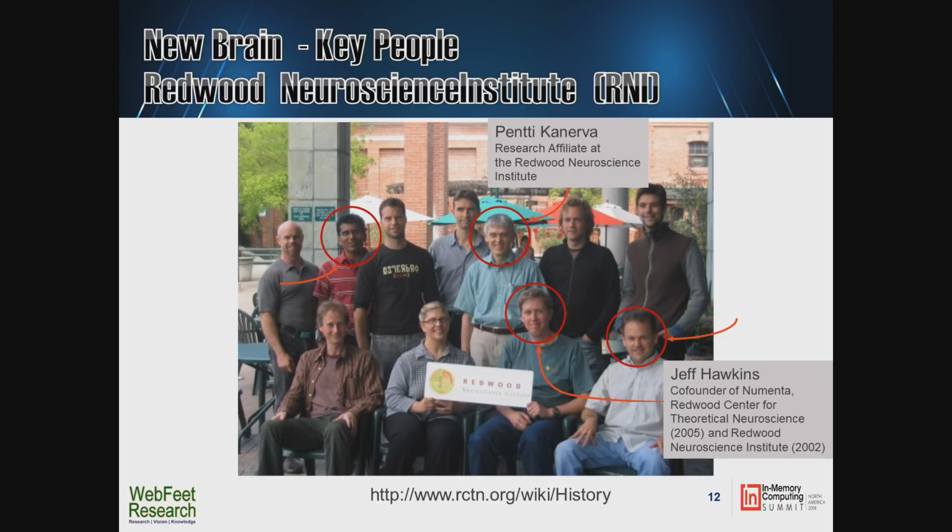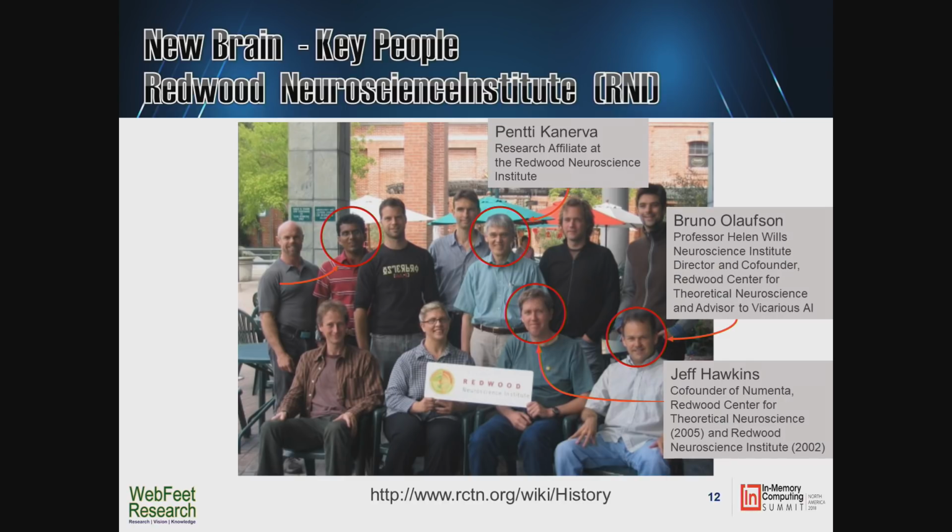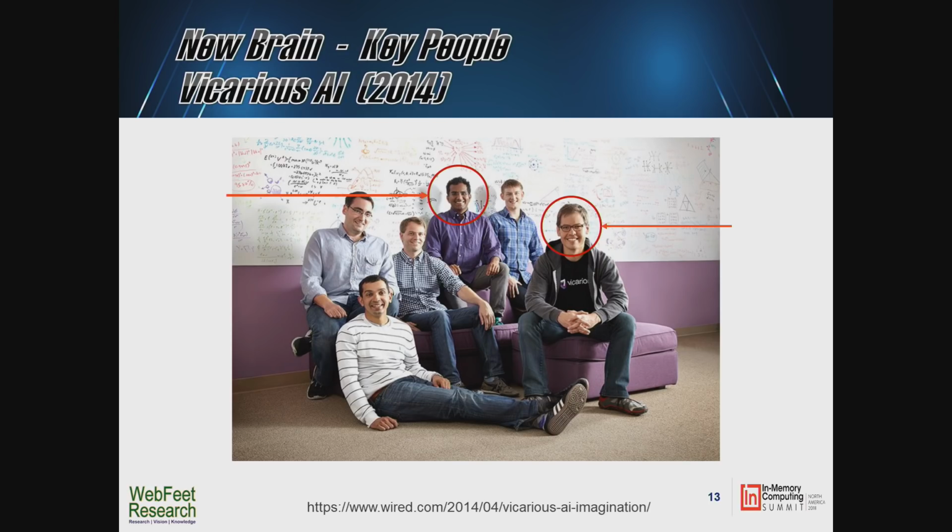That's Jeff Hawkins in the middle. And there's Bruno. Bruno's the head director of the RNI at Berkeley. And over here, we've got Dileep George. He's co-founder of Vicarious AI and co-founder and CTO of Numenta. Do we see some entwining things going on here? Isn't it interesting? There's a lineage here.